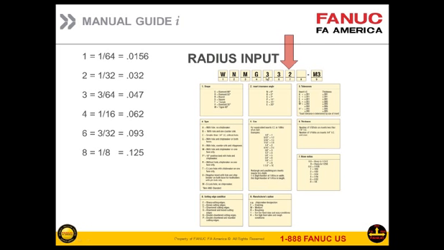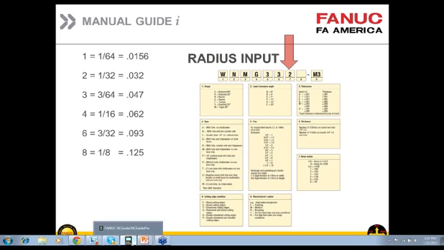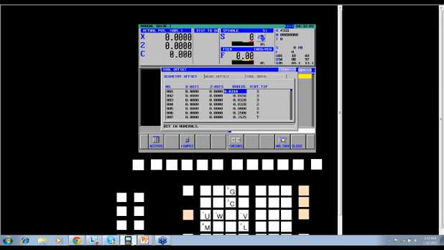Usually it's 4 letters and then 3 numbers. The last number is the size of the radius of the tool. A number 2 is a 32nd radius. A number 1 would be a 15,000. A number 3 would be a 47, and so on. So it's important that we know what those are so that we put the correct number in there. Otherwise, if we had the wrong number there, the control is going to spit out bad information. So it's very important that we have the right number there.